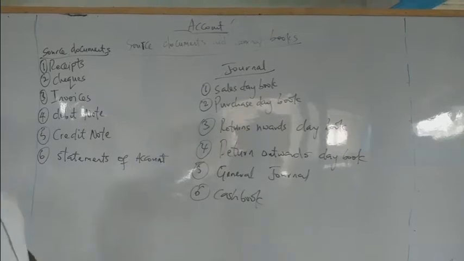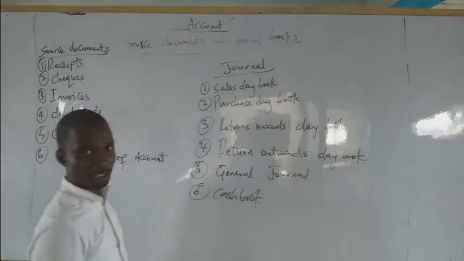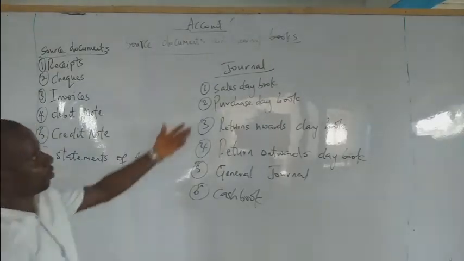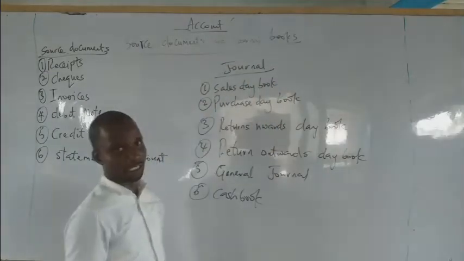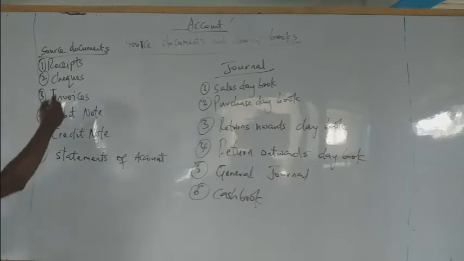Okay, now we're going to be looking at source documents and the various journal books, or what they call original books of entry. Now, what are the source documents? We have them listed here. There are receipts, checks, invoices, debit notes, credit notes, and statements of account. Let's start with the receipts.